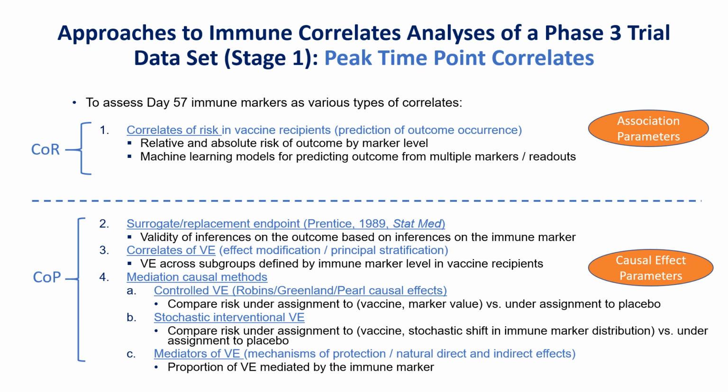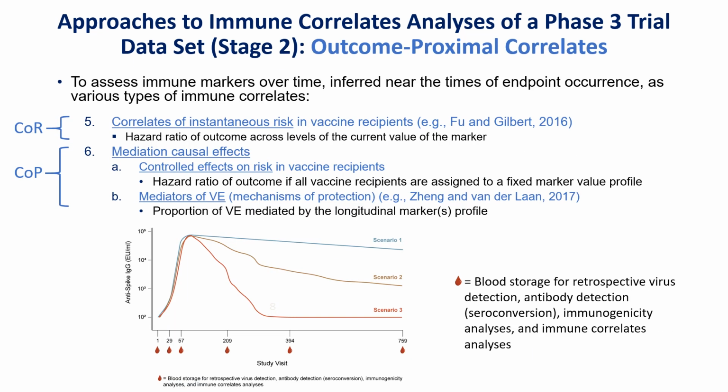Now, this slide lists different statistical approaches for stage one correlates, and I'll be really focusing on stage one correlates. So first is correlates of risk, as I've mentioned. And then these are different COP approaches. There's the Prentice surrogate replacement endpoint framework. There's the correlate VE effect modification framework. And then there's different mediation causal methods that haven't seen as much use. And I'll be expressing three different shades of those types of methodology.